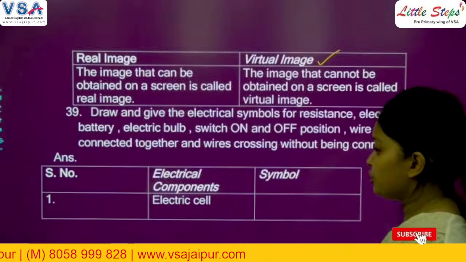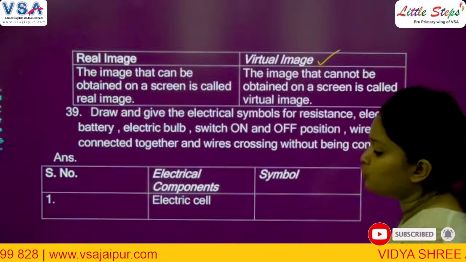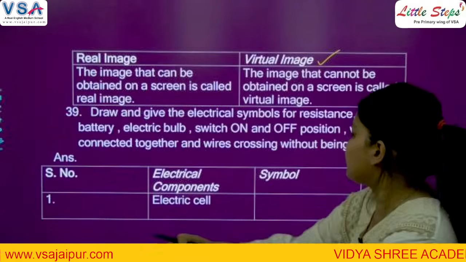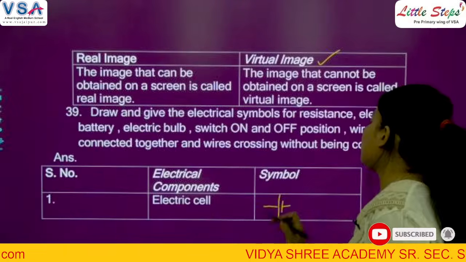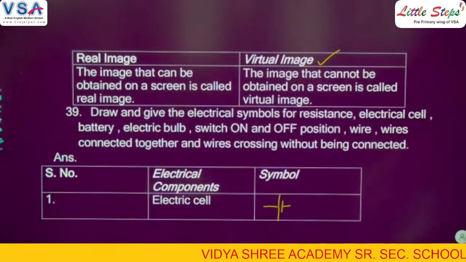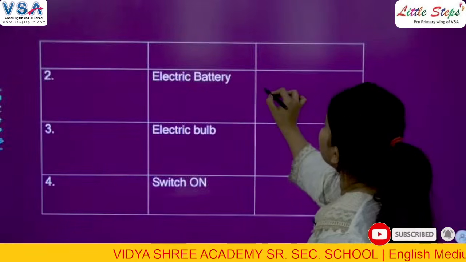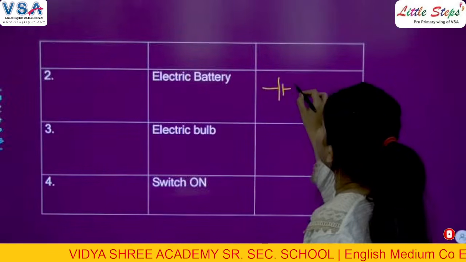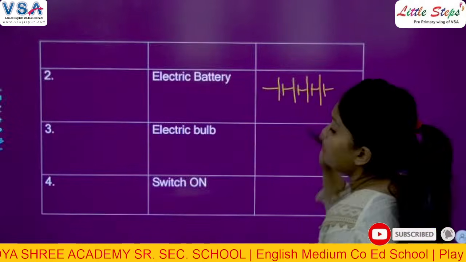Then question number 39. What do we have? We have to draw electric symbols. We need to draw the symbol of an electric cell. I taught you in class. This is how you will draw an electric cell. Next, you have to draw an electric battery. Draw 3 or more cells together and join them. This is how we draw a battery.